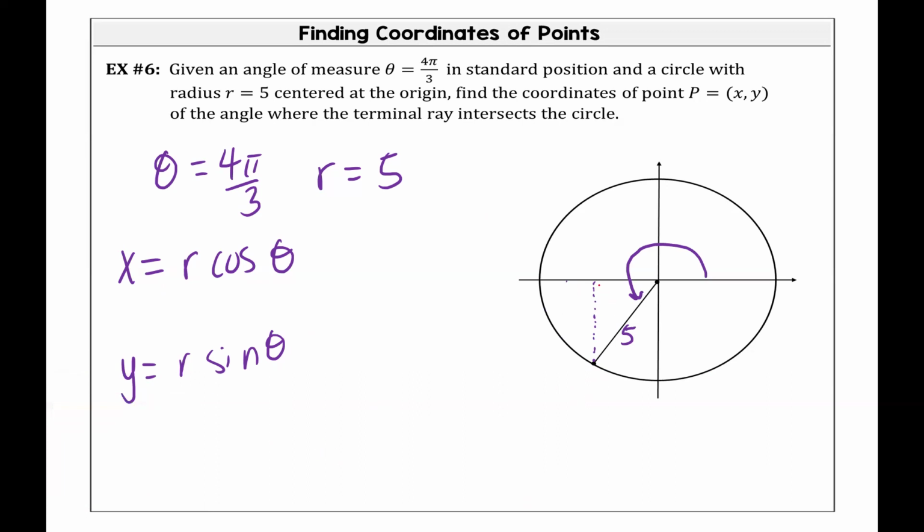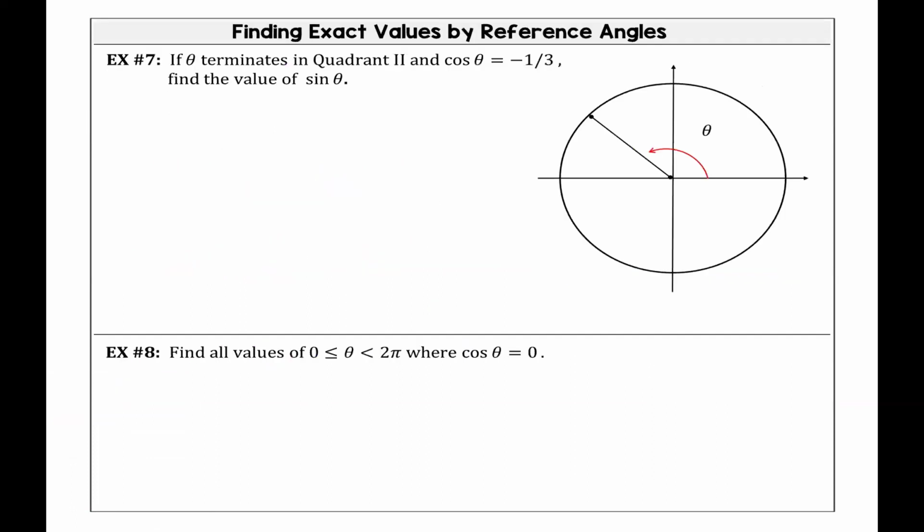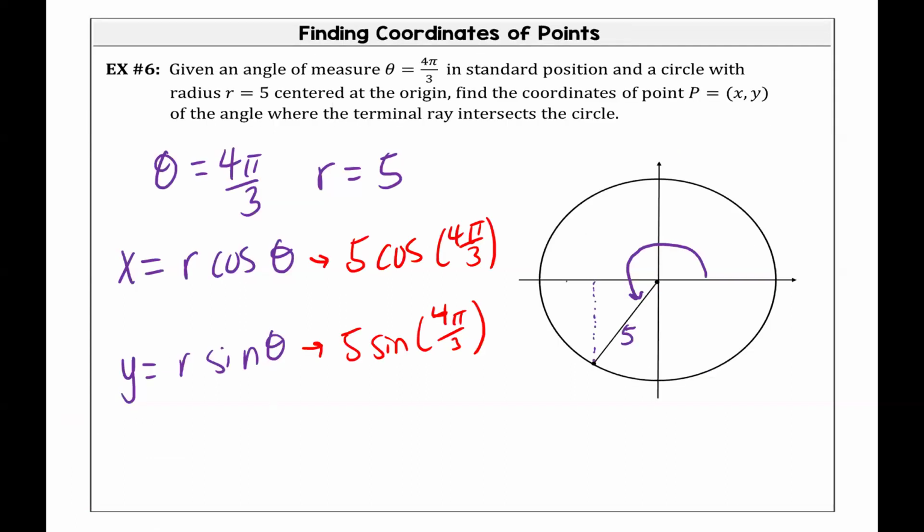All right, can I find my X and Y now? So plugging in what I know, R is 5. X is 5 cosine of 4 pi over 3, and Y is 5 sine of 4 pi over 3. I would assume that if they give it to you in radians, they want you to keep it in radians. So understanding that you're at 240 would be my guess.